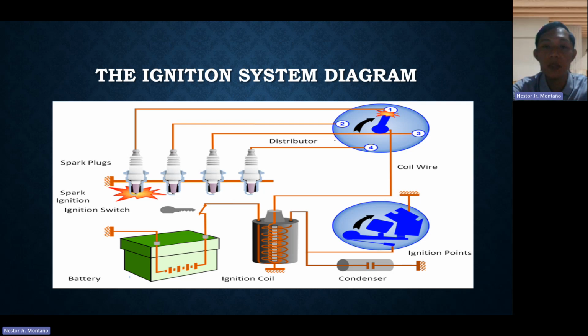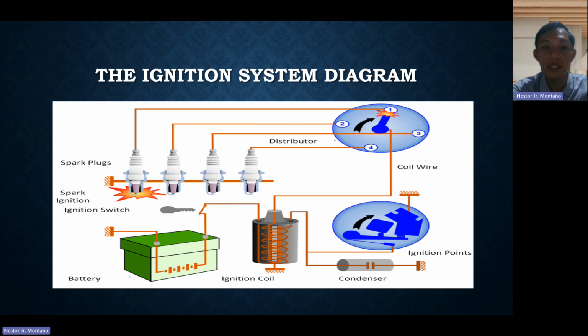The next is the distributor, for the conventional system. In older ignition systems, a rotating distributor directs high voltage from the coil to the correct spark plug based on the engine firing order. The next step is the electronic ignition system in modern vehicles. The modern system uses an electronic control unit, or ECU, instead of a distributor.